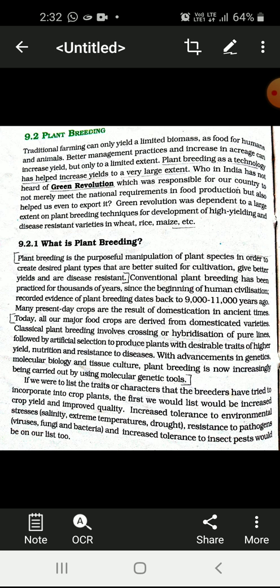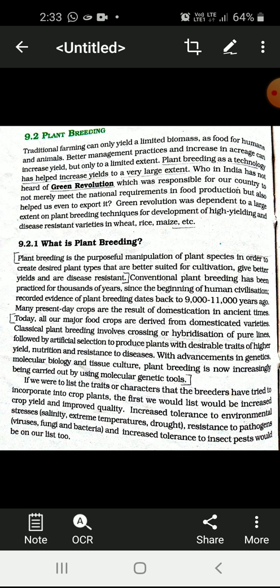So, in this connection, the green revolution initiated by the Indian pioneer, Mr. M.S. Swaminathan, who was given the Ramon Magsaysay Award for his contribution in the field of agriculture, is worth mentioning. This green revolution was responsible for our country not merely meeting the national requirement in food production but also helped us even to export it.